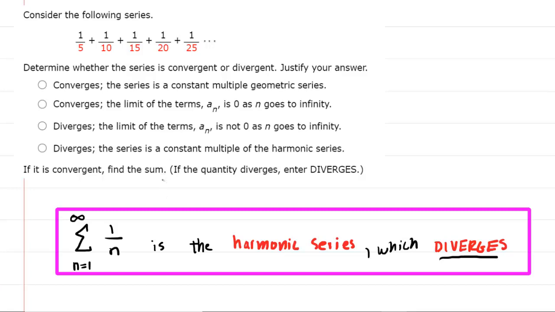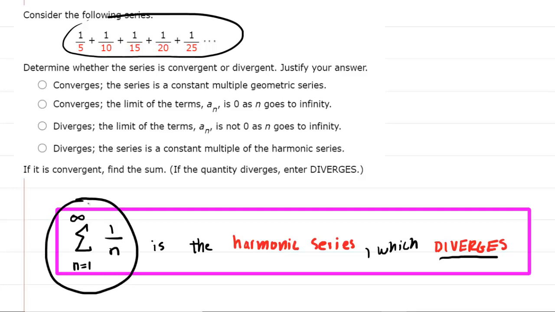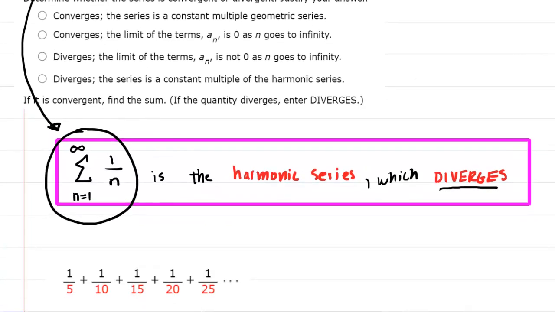What we're going to try to show is that, in fact, this series is a constant multiple of this series. Now, this series we learned about briefly in this section, and we were shown that this is known as the harmonic series, which diverges. So somehow we're going to be able to take the given series and rewrite it so that it is a multiple of the harmonic series, which will show that, in fact, the series diverges.